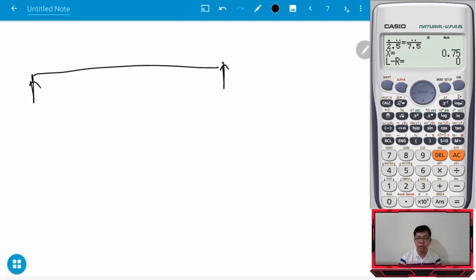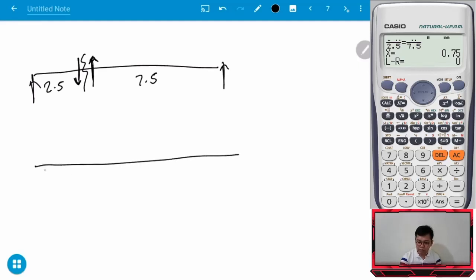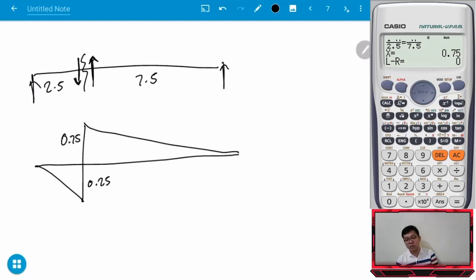I-draw na natin yung influence diagram sa C. Ano yung sinabi ng Müller-Breslau law? Cut the C. I am interested sa shear. Apply ko ang positive shear. So this is actually 2.5. This is 7.5. Uy, same lang to kanina. So anyway guys, down, okay, and then ganun. Okay? So same to kanina guys, so walang problema lang pala. Yan. Okay? So yan yung influence diagram natin sa C.